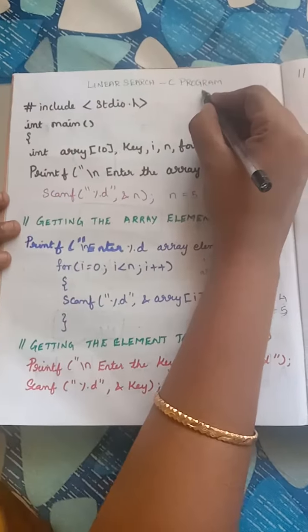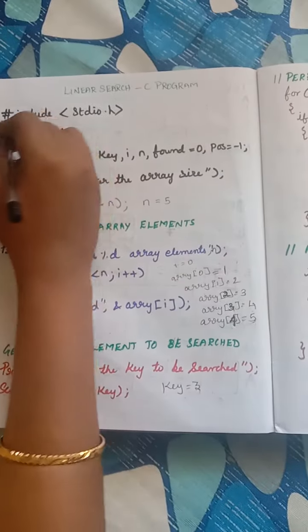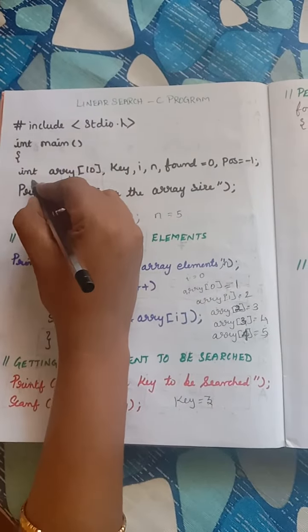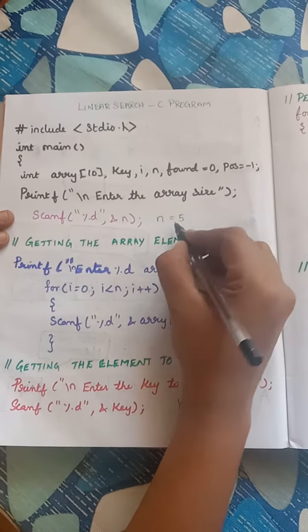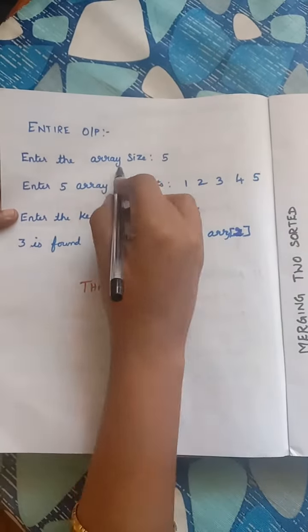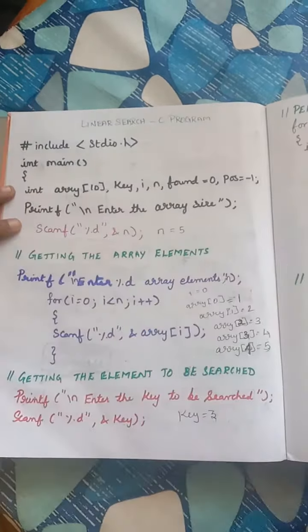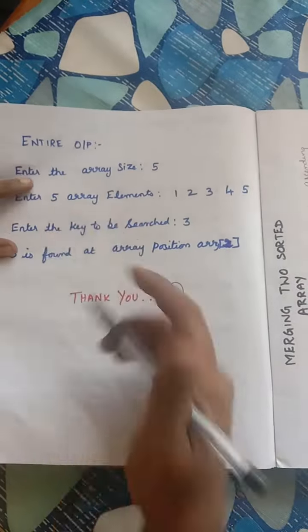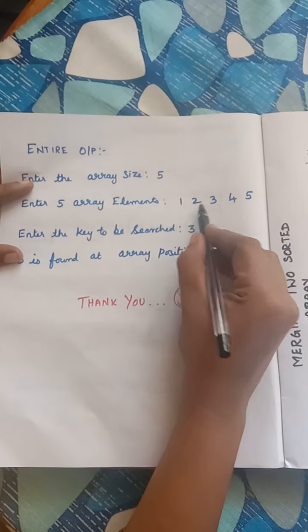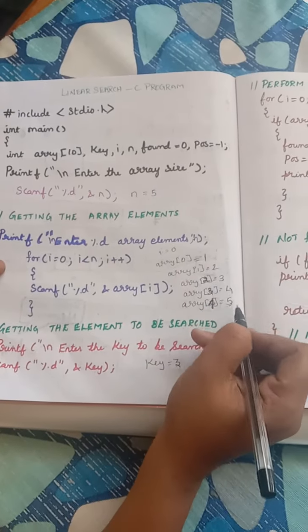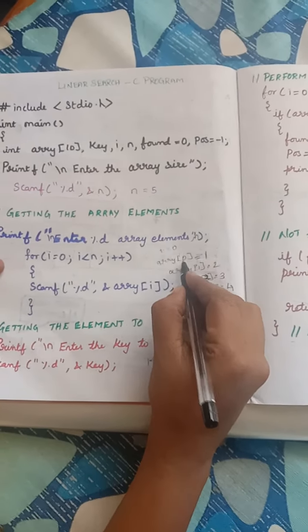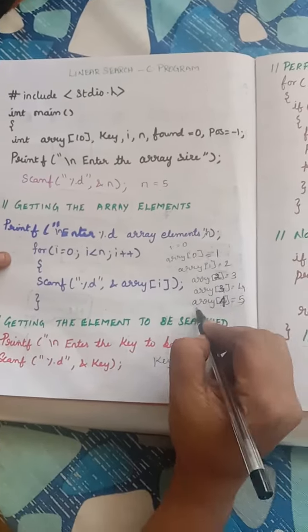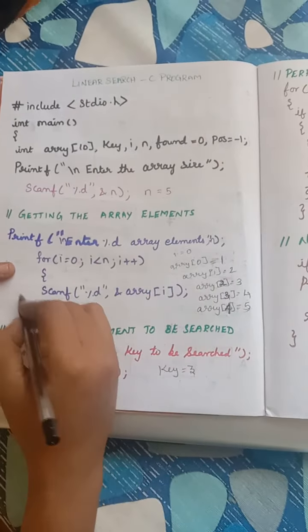Now the linear search C program. So this is the preprocessor directive, this is the main routine, and here I am getting the array size. Enter the array size, I am entering the array size as 5. And getting the array elements, I am entering the 5 array elements as 1, 2, 3, 4 and 5. Similarly, 1, 2, 3, 4 and 5 get stored in array of 0, array of 1, array of 2, array of 3, array of 4 respectively with this for loop.